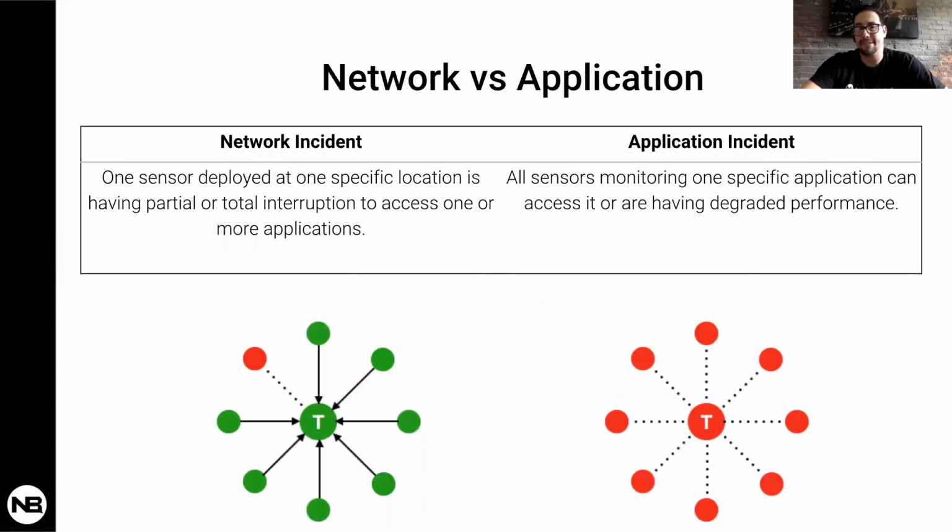One of the main benefits of distributed network monitoring is that it makes it easier and quicker to find out if a problem is network or application related. In other words, proving that it's not the network. The rule of thumb is very simple. If only one sensor has problems with an application, then it may be a local network problem where the sensor is installed, or somewhere between the sensor and the application. If, on the other hand, all sensors are reporting problems with one application, then it's probably an issue with the application itself.